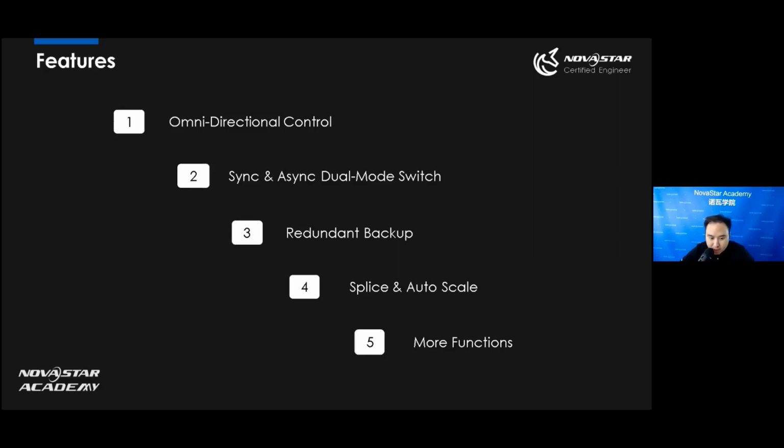The fourth is the splice and the auto scaler, which means if your screen size is smaller or bigger than the video source, it can support the auto scaler function. The last one is more useful functions. For example, if we have lots of screens and we would like them to change the display content at the same time, we could provide the LoRa module solution, which can make it possible. Also, for some fixed install applications, we need to adjust the screen brightness according to the environment brightness. At this time, we can use the light sensor to achieve this function.